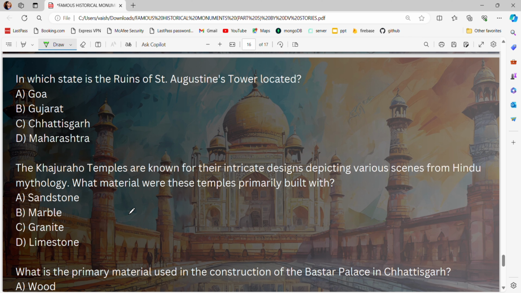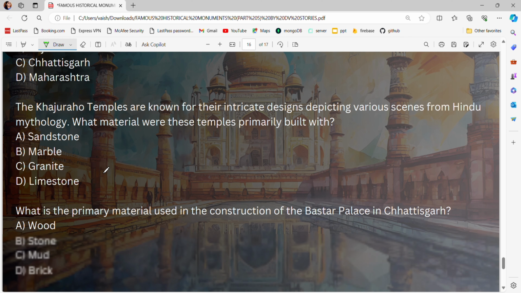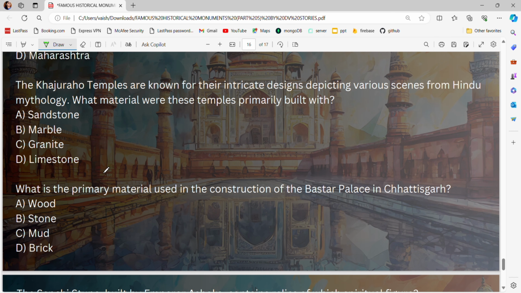Next, in which state are the ruins of St. Augustine's Tower located? And the options are Goa, Gujarat, Chhattisgarh, Maharashtra. Here the answer is Goa.